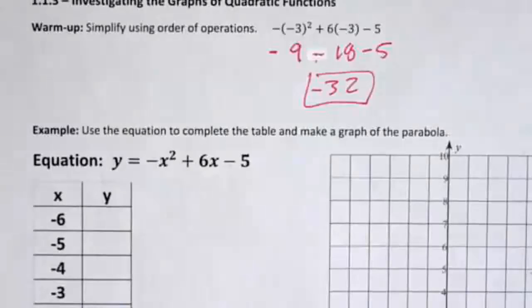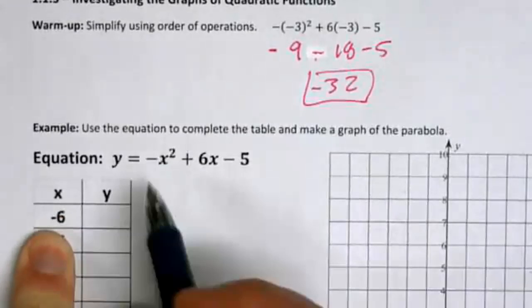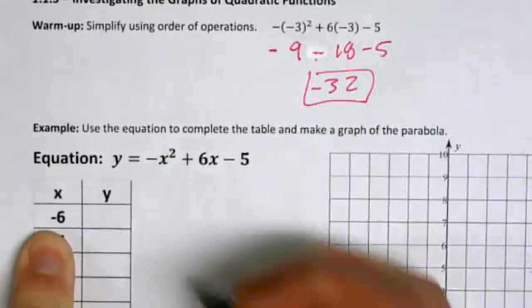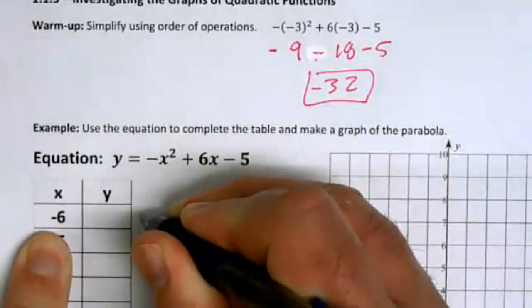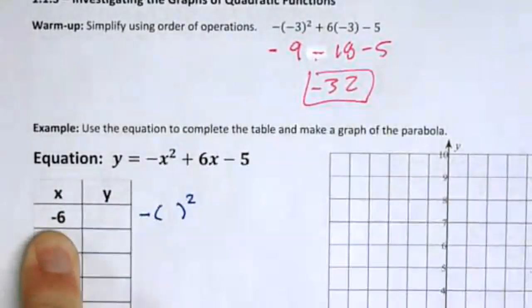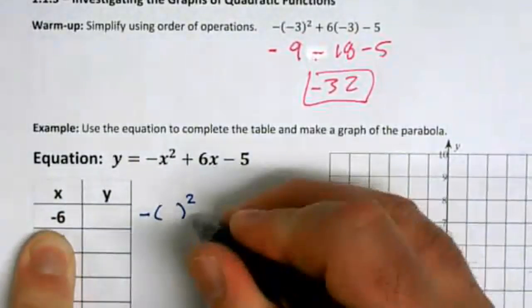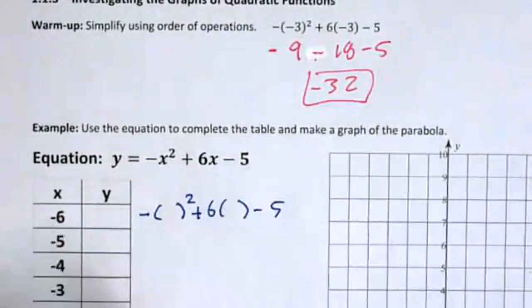So for example, for -6 here, let's go ahead and do this one together. Let's write down our equation. I'm going to write it next to this. And you'll want to write kind of small because you're going to do a lot of work here. My equation is -x². So give yourself a blank set of parentheses for that x. Put a minus out front and a square on it. Plus 6x minus 5.